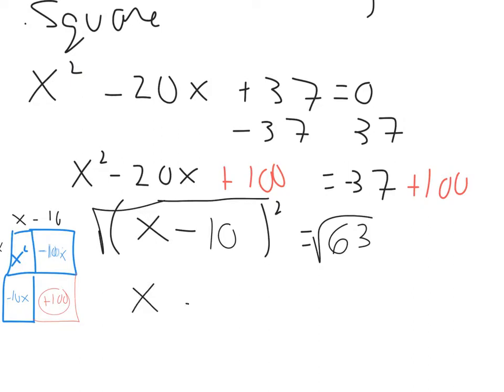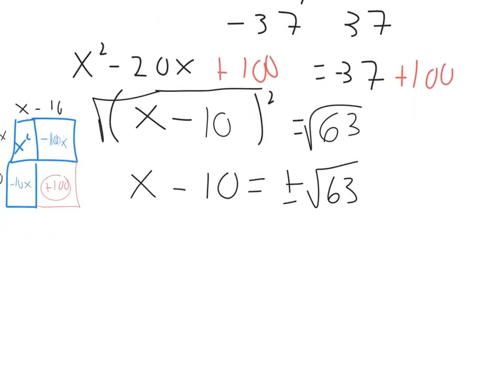So I get x minus 10 equals, who knows what it's equal to? 7.94. What do you guys think about that? Should we be writing a decimal at this point? The square root of 63, no, Jason, right? No, x minus 10 is the square root of 63.